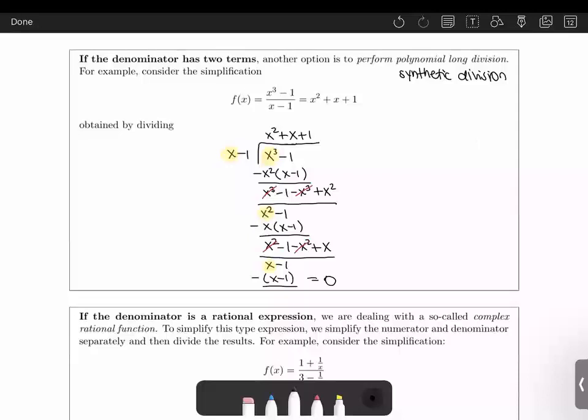So if you prefer synthetic division, that's another way to do this. But polynomial long division, like I said, is going to be used more in math courses later on, which is why we're talking about it here.